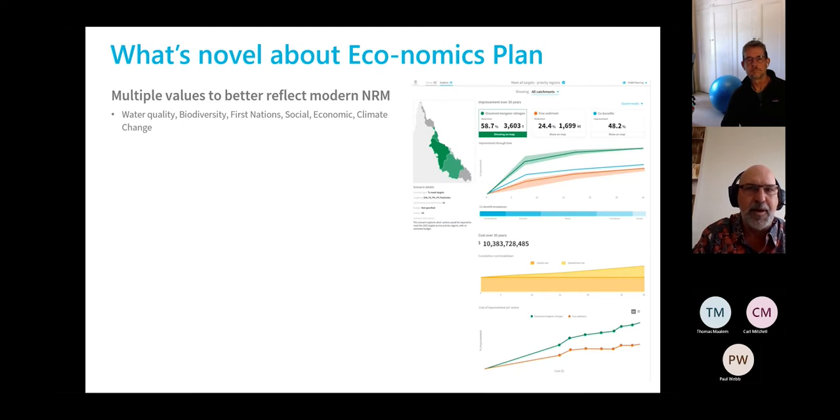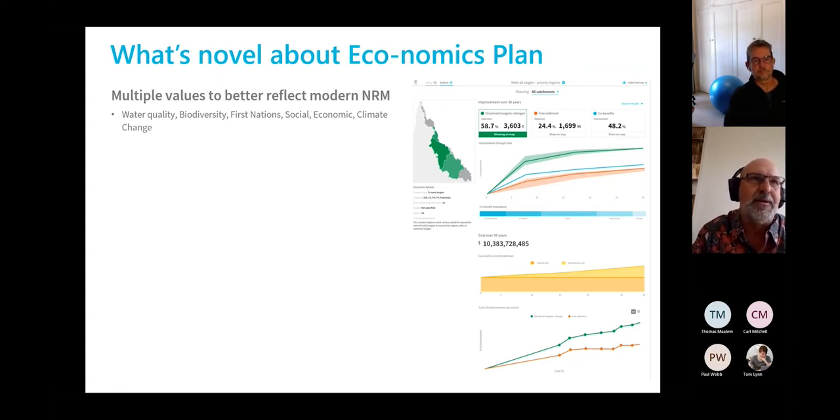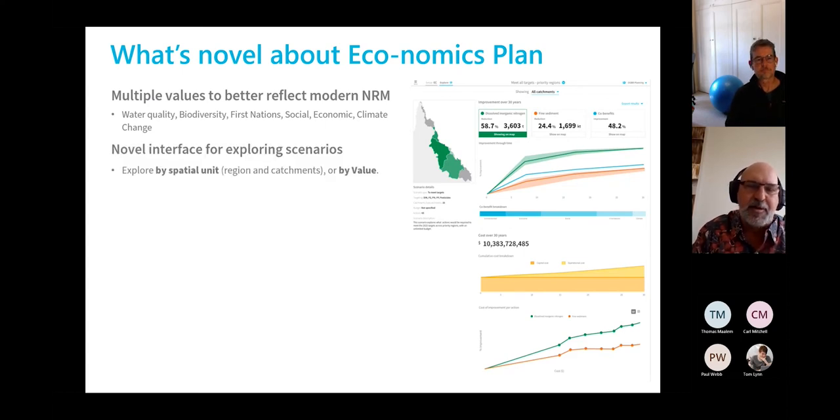What's novel about Economics Plan is being able to deal with multiple values. It's not just about water quality. It's about being able to capture water quality, biodiversity, First Nations, social, economic, and representation of climate change related consequences of the actions that we do. That's the tricky thing about today's discussion, I guess: how do you represent a quantitative response to all of those things in a single, consistent approach?